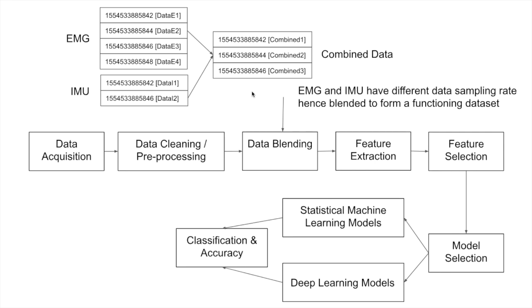In the data blending portion, we merge multiple EMG and IMU data points to form a merged and combined data. As the EMG and IMU have different data sampling rates, we have to blend them to form a functional data set.